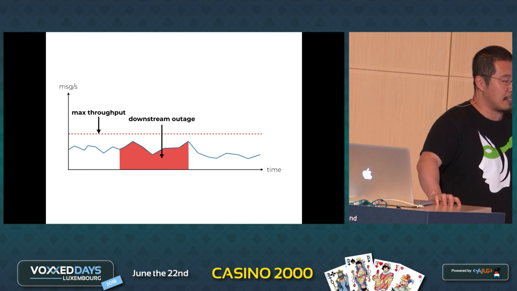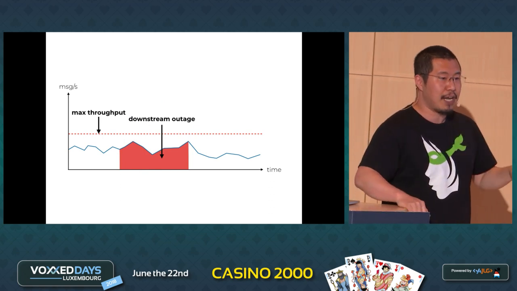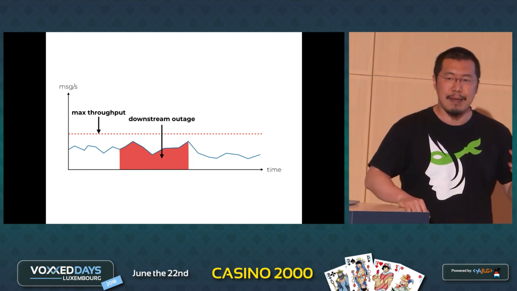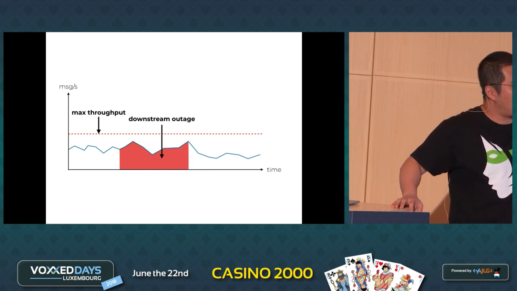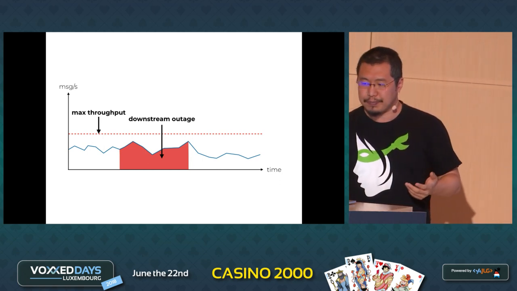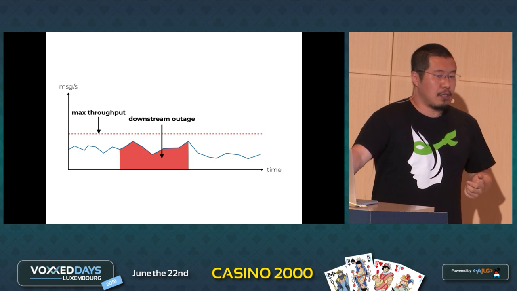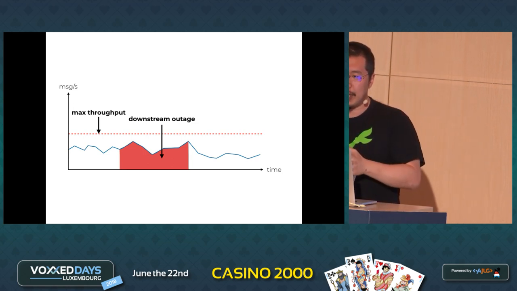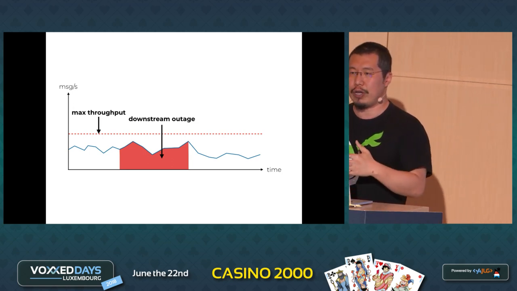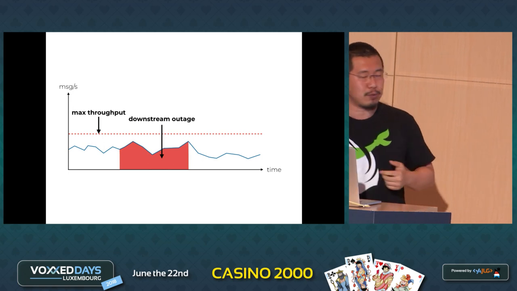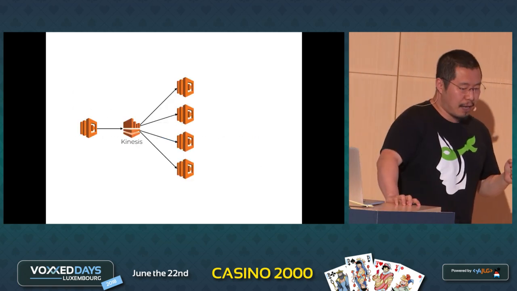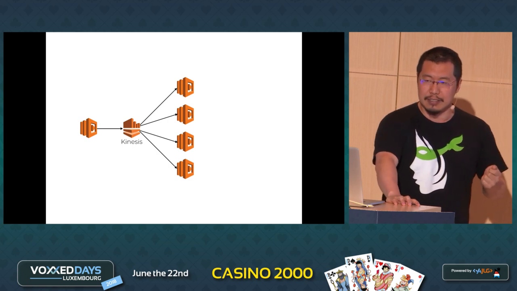And if your downstream is just flat out unavailable for some period of time, that means any message that you receive during the outage would not be able to process. Of course, you've got a dead letter queue to catch anything that you couldn't process, but that means now you're creating work for yourself to do afterwards. So instead, think about what happens if you use Kinesis instead.